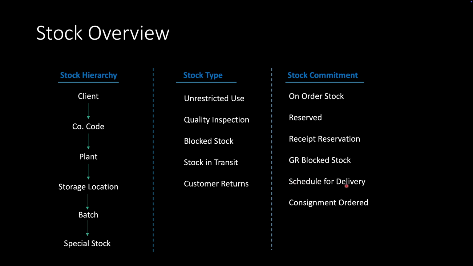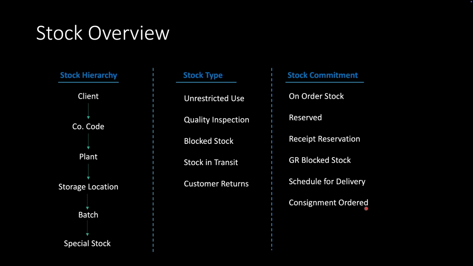Then you have schedule for delivery in cases where you have created the delivery document, but you have not posted the goods issue document. We have already seen in the stock transfer process videos that in case of STO with delivery, first you create a delivery document and then you post goods issue. So once you create a delivery document, the stock will be shown under schedule for delivery. And then when you post the goods issue, the stock will move to stock in transit of the receiving plant. Okay. Then you have consignment ordered, where you create the consignment PO and then it will be shown in the stock commitment column. So these are some examples of stock commitment which will be shown in the MMBE report output, and you will be able to verify what all stock commitments are there for that material.